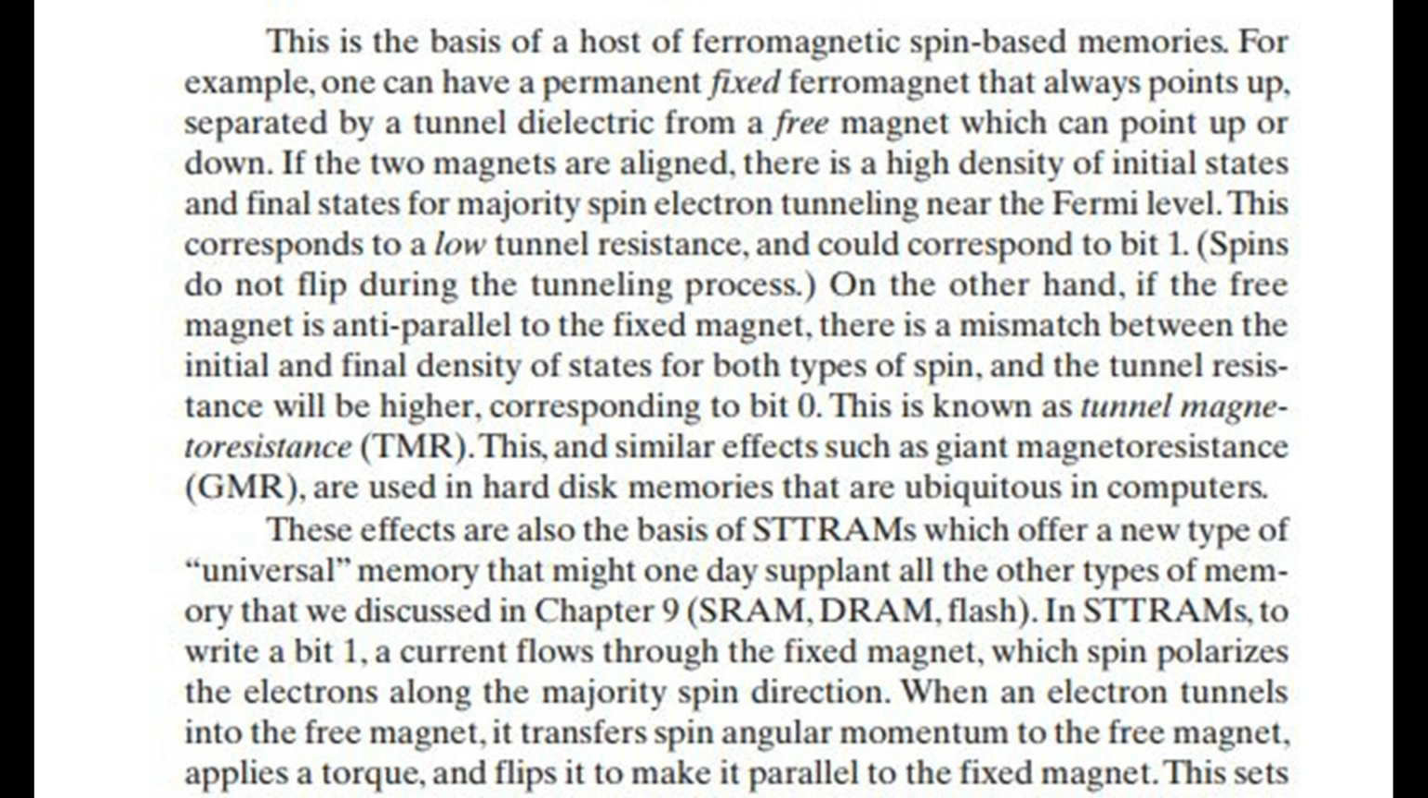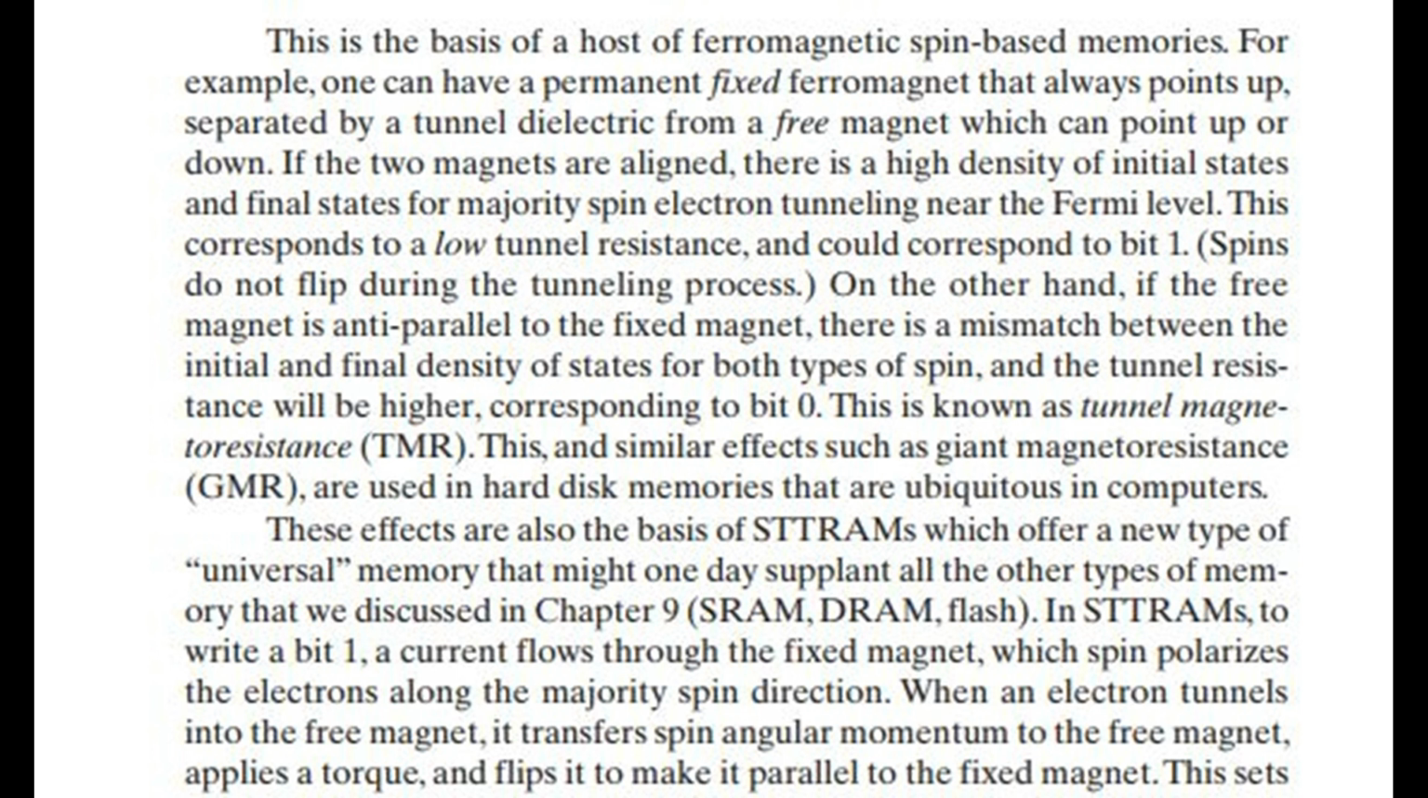On the other hand, if the free magnet is antiparallel to the fixed magnet, there is a mismatch between the initial and final density of states for both types of spin, and the tunnel resistance will be higher, corresponding to bit 0. This is known as tunnel magnetoresistance, TMR. This, and similar effects such as giant magnetoresistance, GMR, are used in hard disk memories that are ubiquitous in computers. These effects are also the basis of STT-RAMs, which offer a new type of universal memory that might one day supplant all the other types of memory that we discussed in Chapter 9: SRAM, DRAM, Flash.